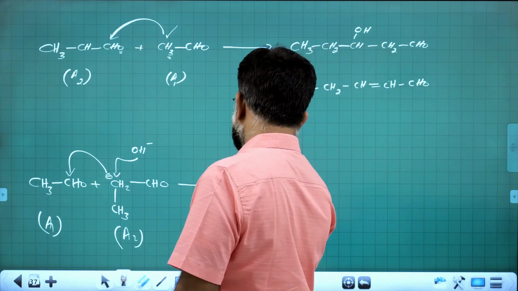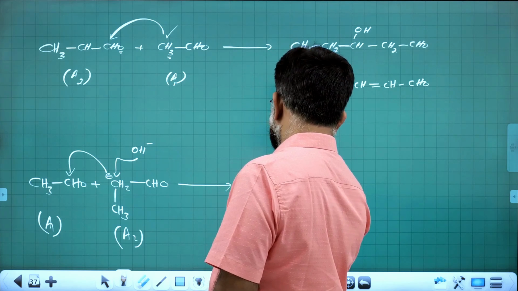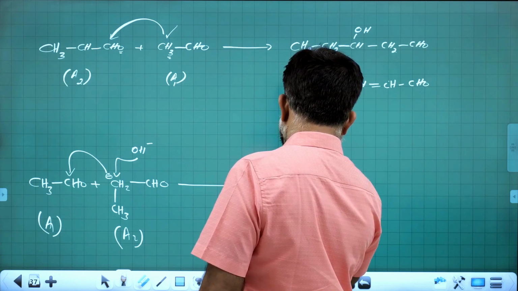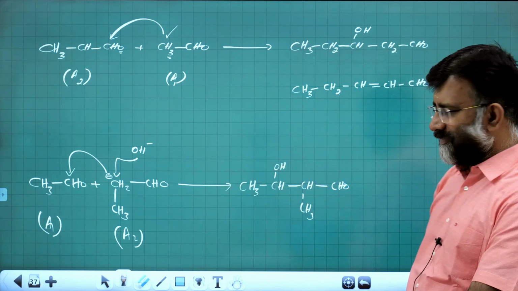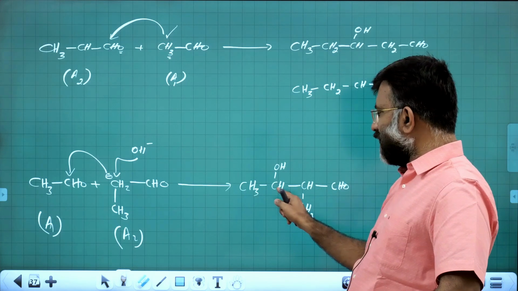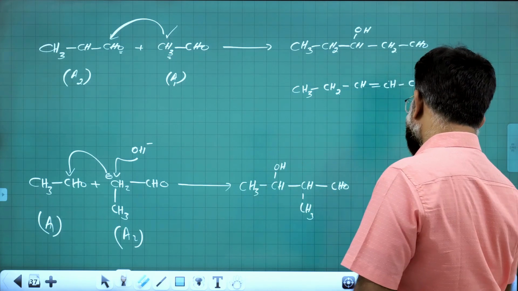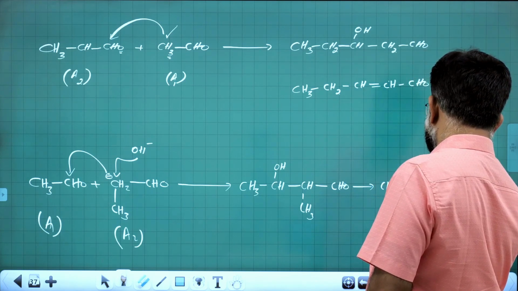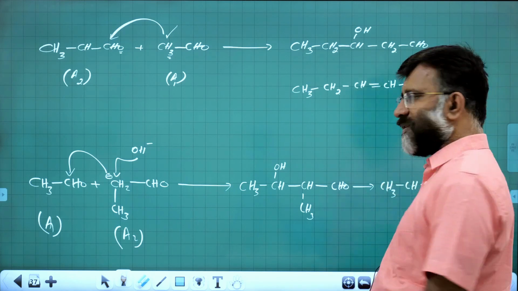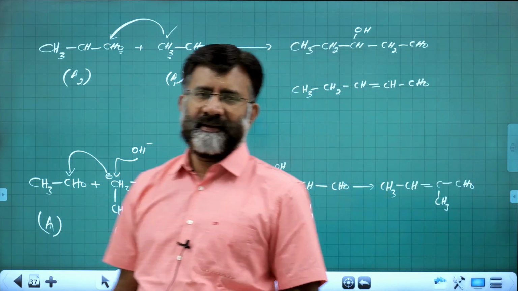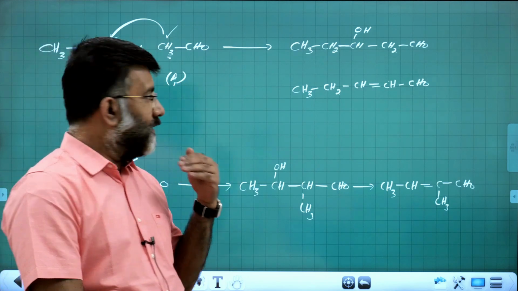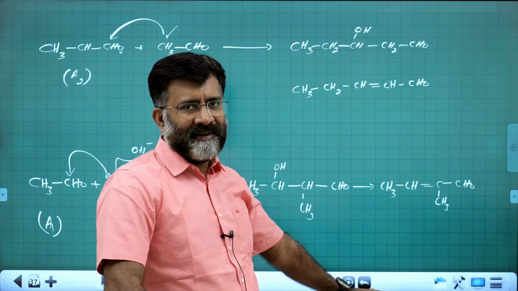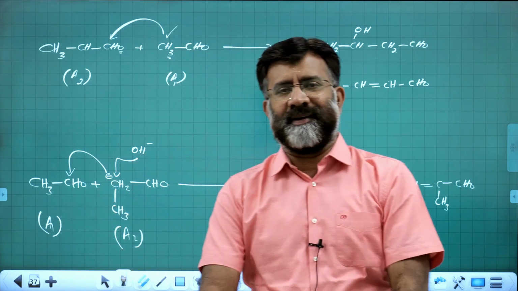The result will be like this. You get CH3, CHOH, CH, CH3, CHO. This is the aldol. Functional group: alpha carbon, beta hydroxy aldehyde. And upon heating, you get CH3, CH double bond C, CH3, CHO, like this. Is that perfect? So this is A1A2. If this is A1A2, this is A2A1. So this is what is called a cross-aldol condensation.